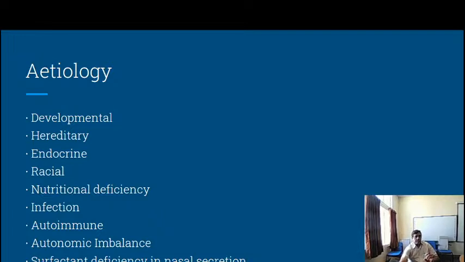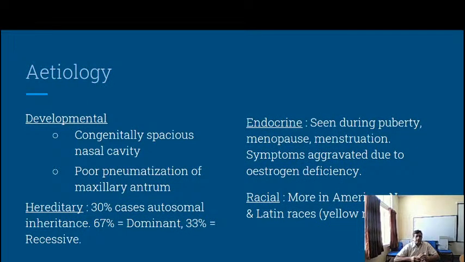Then we go to another. These are all developmental, to go a little into the details. Congenitally, there is a spacious nasal cavity developmentally, and poor pneumatization of the maxillary antrum, so the maxillary antrum is small and the nasal cavity becomes wide. Then you have the hereditary factors caused by autosomal inheritance, where 67% is dominant and 33% is recessive.